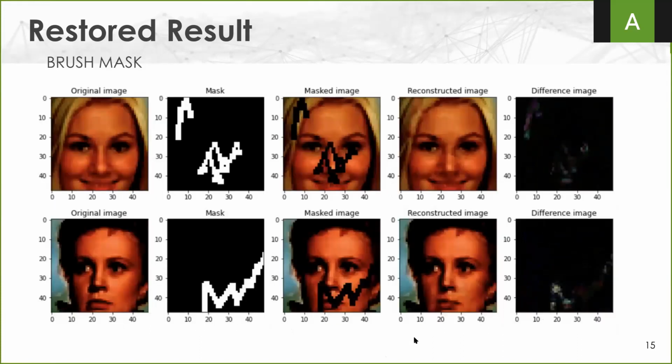However, when we use a brush mask, surprisingly, we see that the reconstruction is almost the same as the original image, which shows that brush masks are a better choice. It just performs better than the rectangular mask.